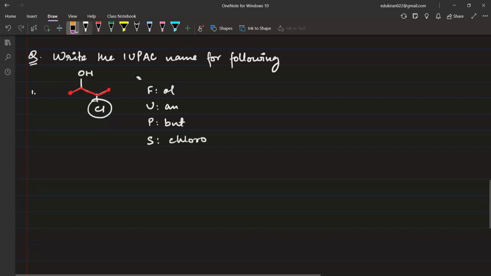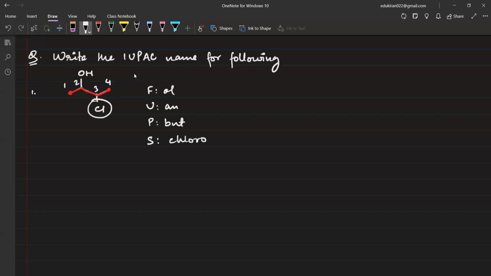Please understand that when I say numbering starts from the carbon atom nearest to the functional group, don't write 1 on the functional group itself. It means you have to number the parent carbon chain. Which side will the numbering start from, A side or B side? Tell me, guys. Yeah, A side, because A side is nearest to the functional group. So I will start numbering from here: 1, 2, 3, and 4.